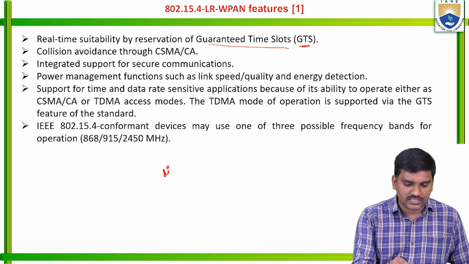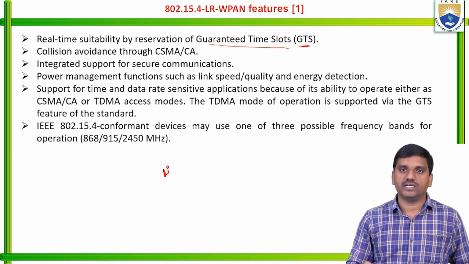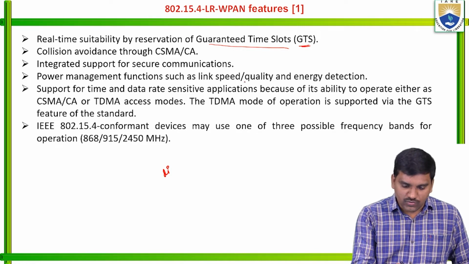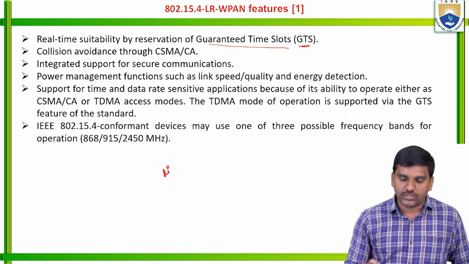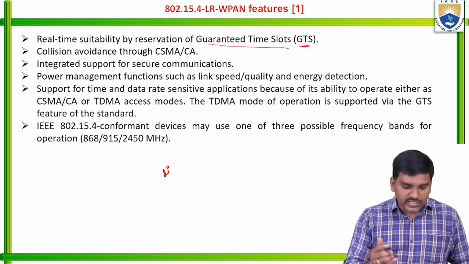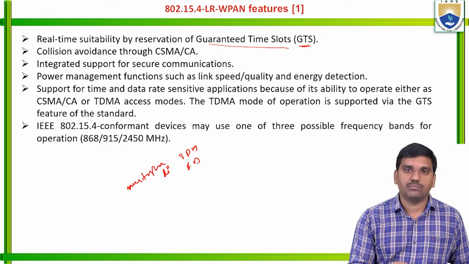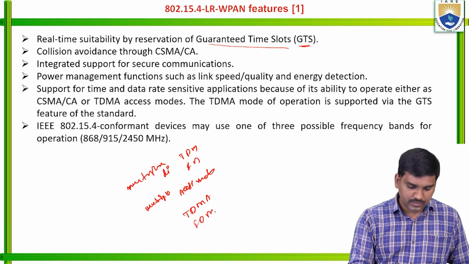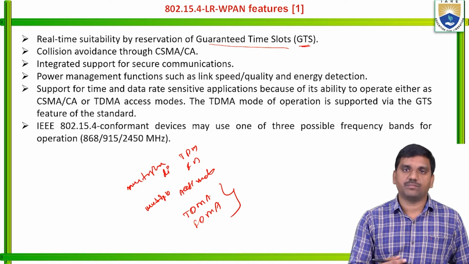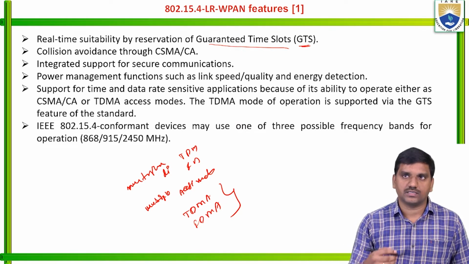Next, power management functions such as link quality and energy detection. Power consumption is very low when using an IoT device through the link layer, and quality and speed are also efficient. Next, support for time and data rate sensitive applications because of its ability to operate in either CSMA or TDMA access mode. It supports multiple access techniques like TDMA, time division multiple access, and FDMA, frequency division multiple access. The TDMA mode operation is supported via the guaranteed time slot feature of the standard.